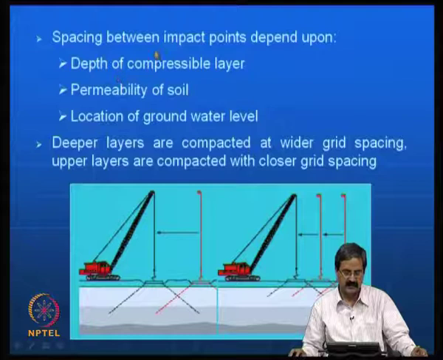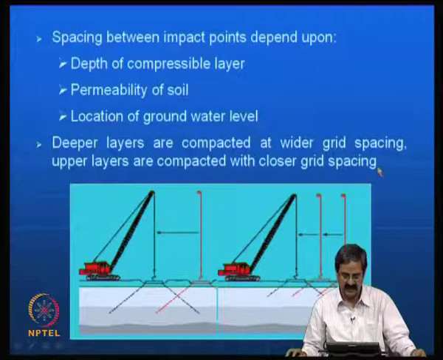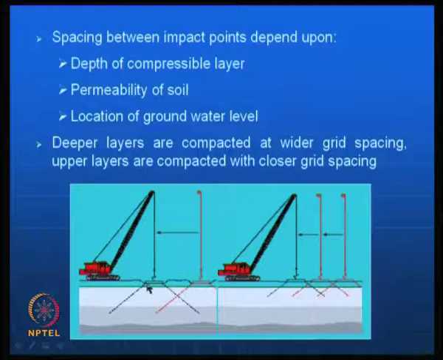For example, the spacing between the impact points, we call them the points of impact, depends on the depth of compressible layer, permeability of the soil, and location of the groundwater level. Deeper layers are compacted at wider grid spacing, upper layers are compacted with closer grid spacing. You can see the difference here. For example, here you have deeper layers to be compacted, you can see that you have a wider spacing here, as high as maybe 5 to 10 meters, and then you have these lines of influence going like this.